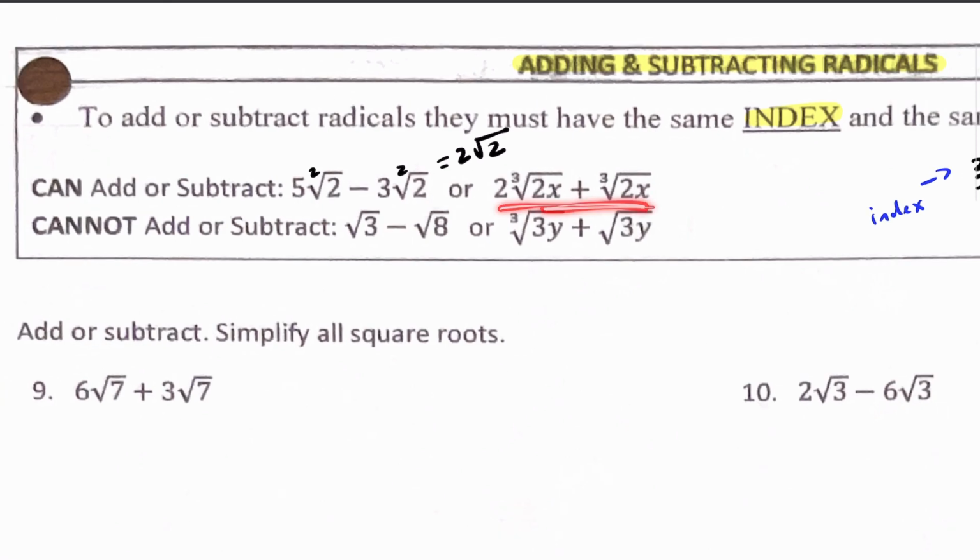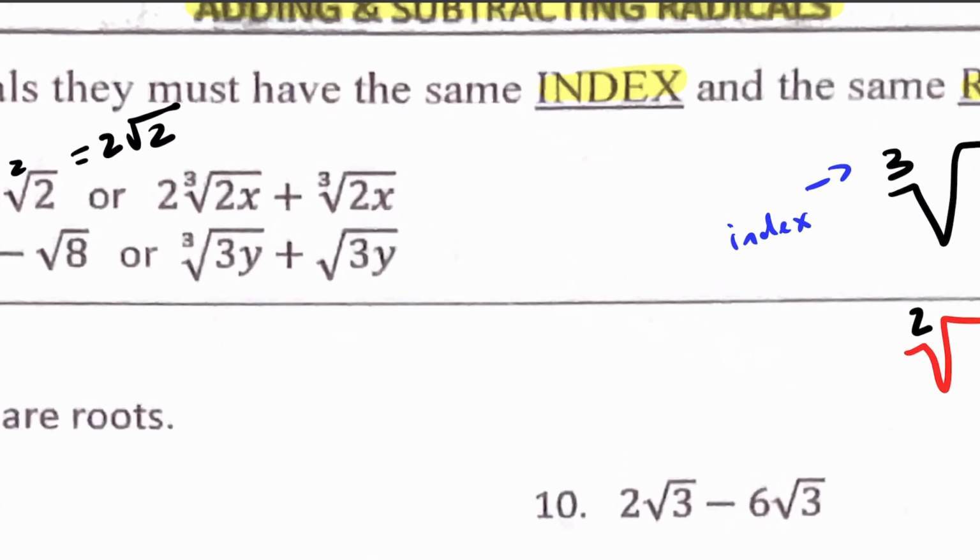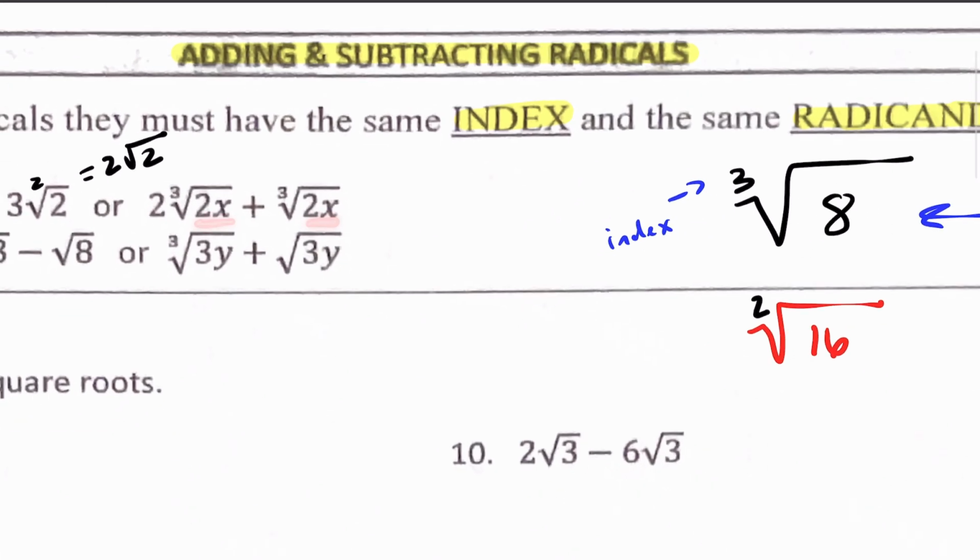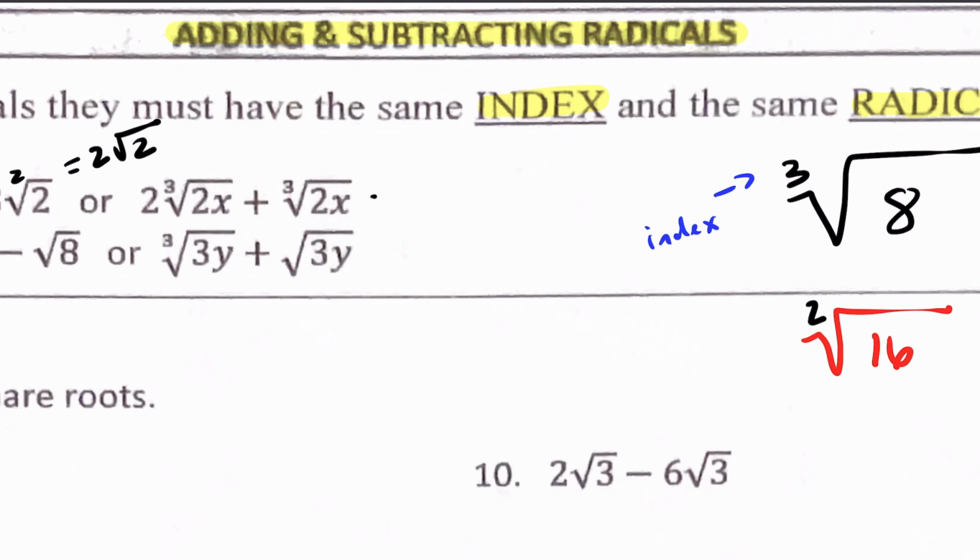For this example here, we have 2 times the cubic root of 2x plus the cubic root of 2x. We have the same radicands, and we do have the same indices. So both of them are 3s, right? So I can go ahead and combine. So I have the coefficient here, that's 2, and then this invisible number should be 1. So 2 plus 1, of course, that's 3. And then we're going to go ahead and slap on that cubic root of 2x, and that's your answer.